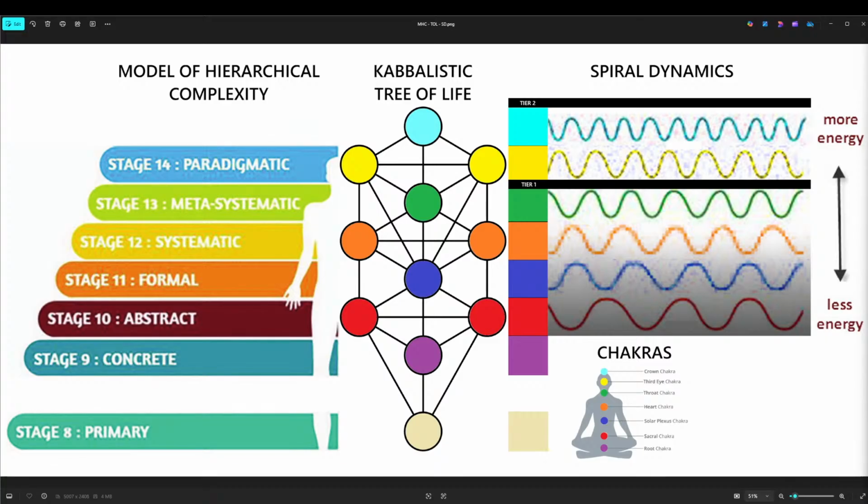And then the thing on the left is called the model of hierarchical complexity, which is sort of related to spiral dynamics and Ken Wilber's work with integral theory, or whatever he calls it. So if you Google images of spiral dynamics, you'll see some of Ken Wilber's stuff incorporated with it. But so this is sort of the system that I'm building so that people can understand how this works.